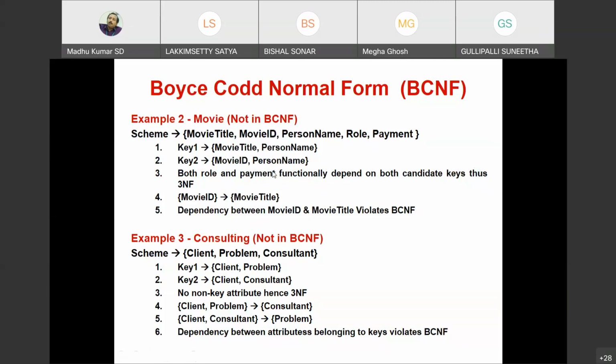Navani, can you comment on the redundancy present in this table? Movie title, movie ID, person name, role, payment. What is the redundancy present? Navneet? Navneet Kaur.